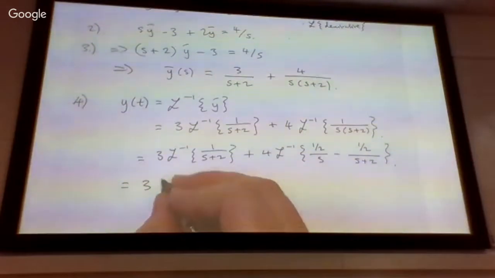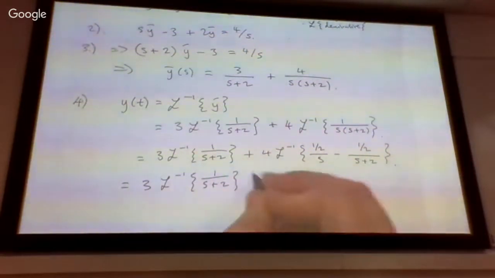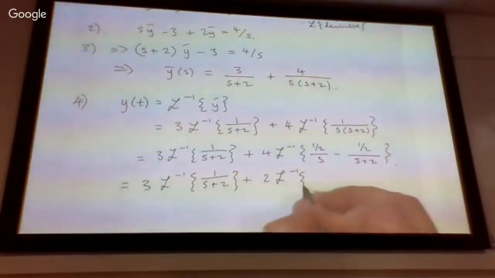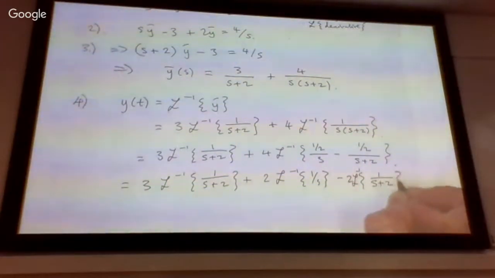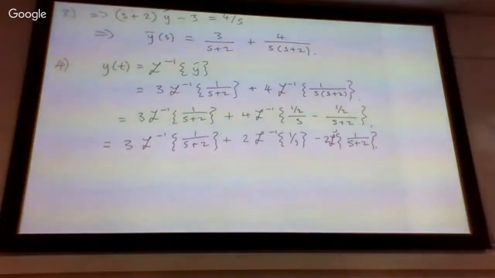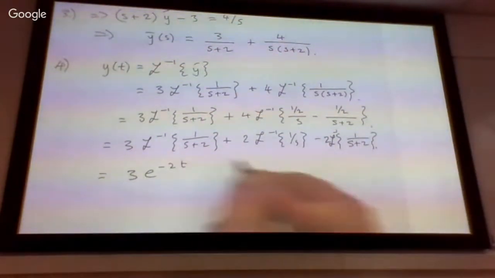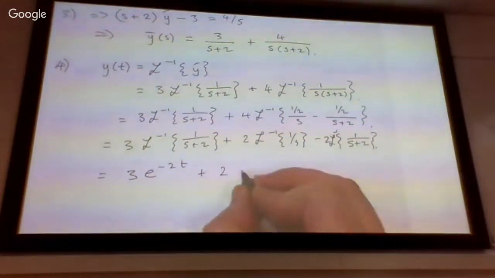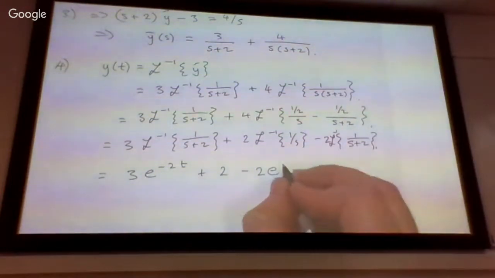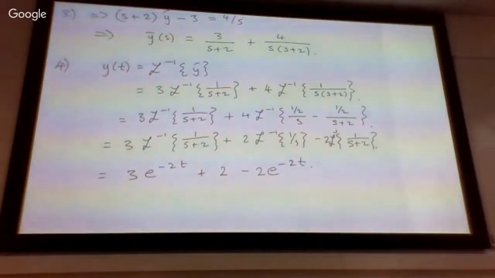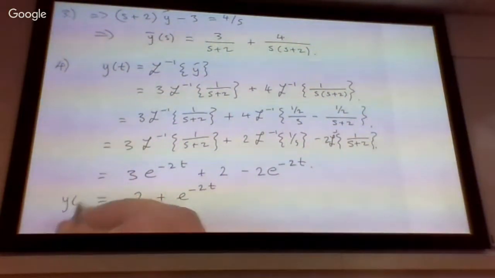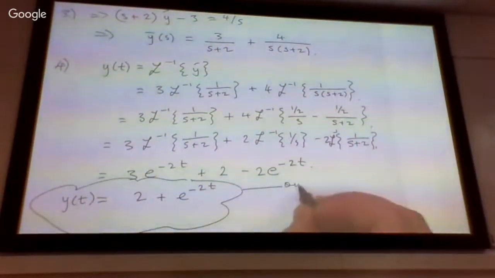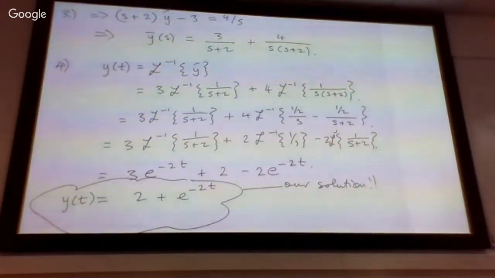So now we are ready to do a final application of linearity. So the half comes out, you've got 2 times the inverse transform of 1 over s, minus 2 times the inverse transform of 1 over s plus 2. And now each of those we can find on the table. This is e to the minus 2t. That's the constant 2. And that's minus e to the minus 2t again. Okay, which overall gives us 2 times 2 plus e to the minus 2t. And that's our solution to the original ODE.